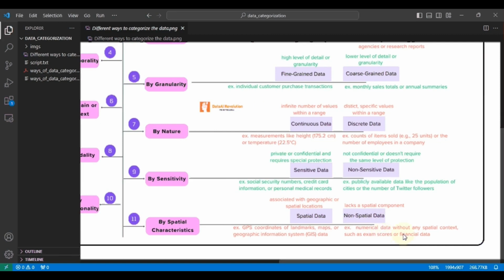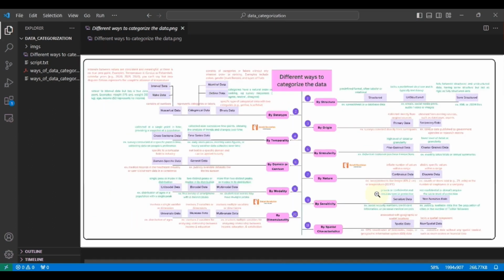For example, numerical data without any spatial context, like exam scores or financial data. There is no spatial component in this data, so it can be called non-spatial data. So I think we can categorize data in these different ways, and based on our particular use case, we can decide how we have to categorize data. It depends on the use case, from project to project. So you have to check what your use case is and which way of categorizing the data you should consider, and based on that you can select and categorize the data.